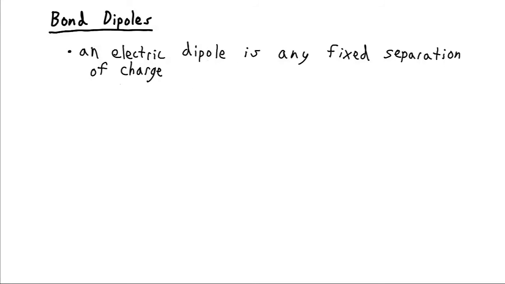Our knowledge of the polarization of bonds can be used now to describe the presence of what's called bond dipoles. Now, in general, an electric dipole is any time that you have a fixed separation of charges. So you have a positive charge and you have a negative charge and some distance between them.